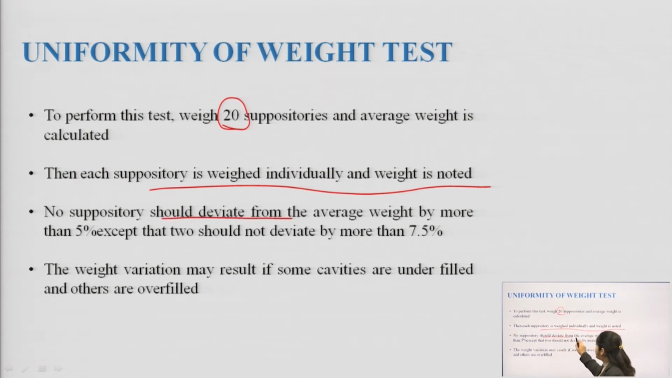So, no suppository should deviate from the average weight by more than 5%, except 2, which should not deviate by more than 7.5%. So, if the total weight of the suppository is somewhere around 50 gram, then we have to be very careful that not more than 2 suppositories deviate beyond the 5% or 7.5% range of the average weight, because if it deviates beyond that, it is very complicated, or the uniformity of weight content is not managed properly.